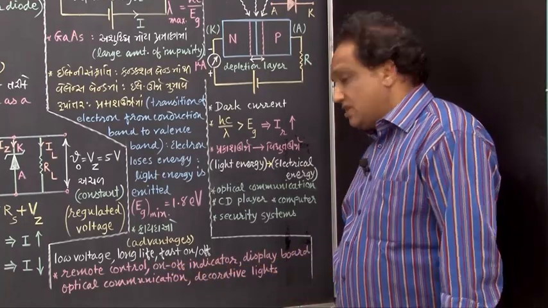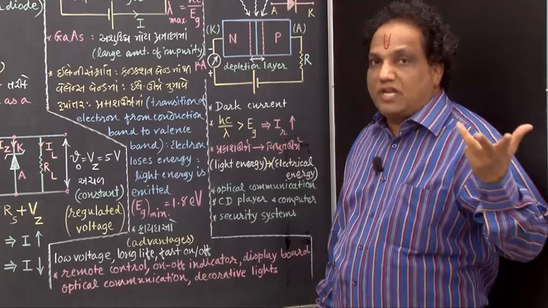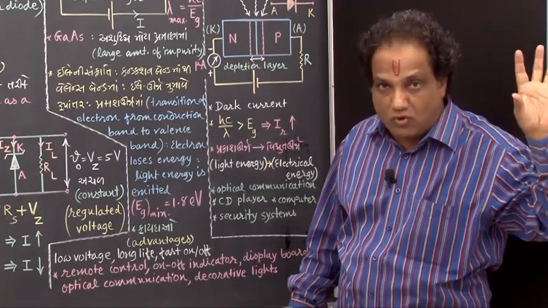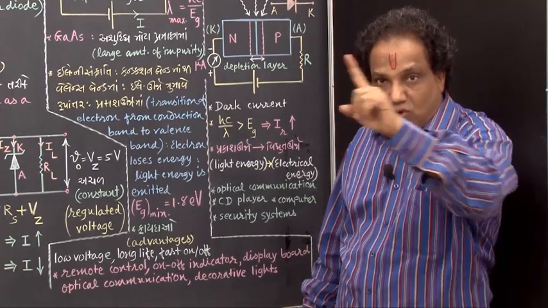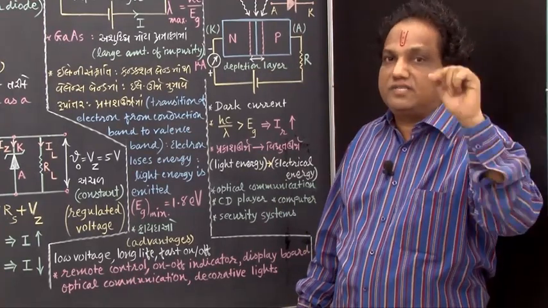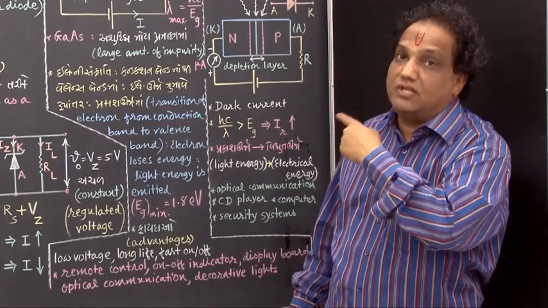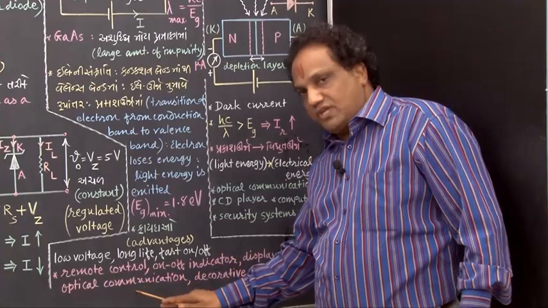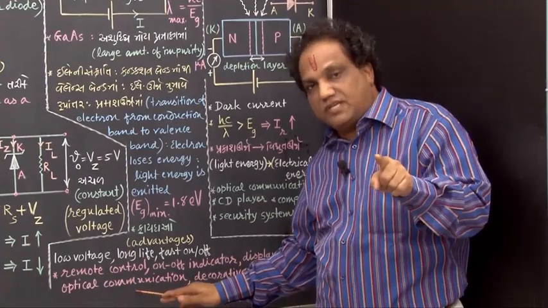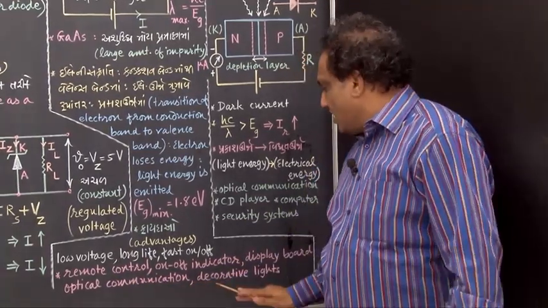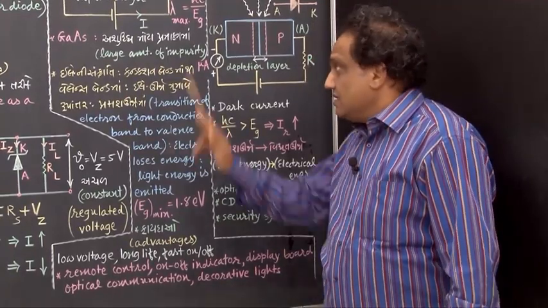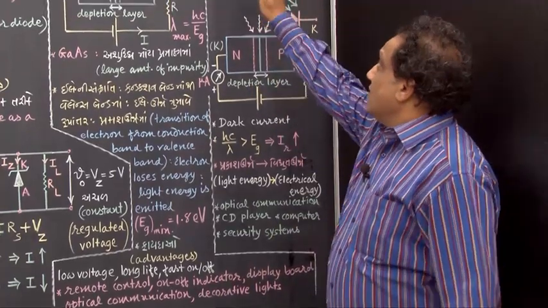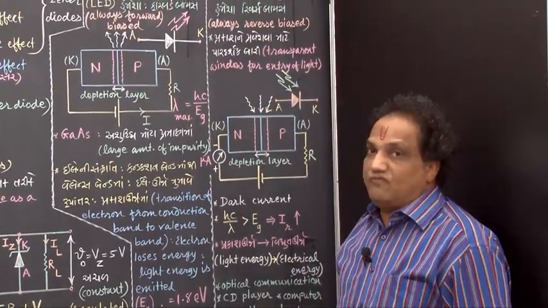Then it is also used in display boards. In many of the restaurants, you must have observed the display board mentioning the menu items, correct? And that scrolling is made by a circuit using these LEDs only. Then optical communication, about which we will discuss in detail in the next chapter, and also in decorative lights these LEDs are used. Okay, fine. Now let us go for photodiode.